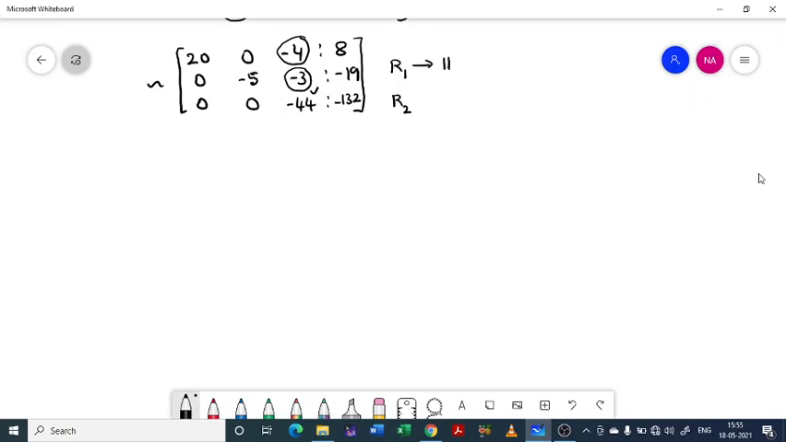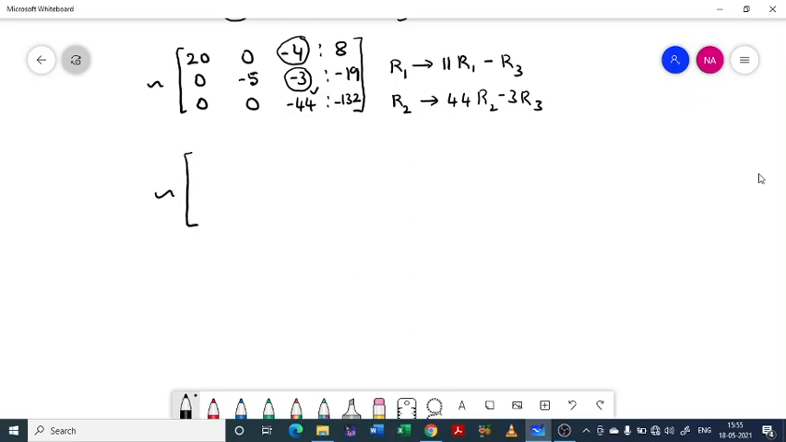Okay, 11 R1 minus R3. See, LCM of these two is 44. So not necessary to multiply any constant to R3. R2, it will be 44 R2 minus 3 R3. Then applying that operation, you can simplify that.